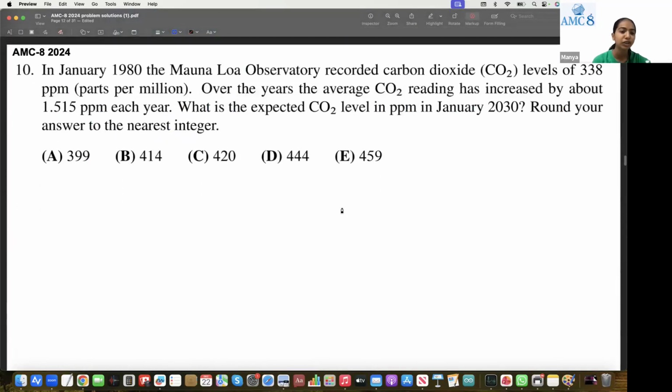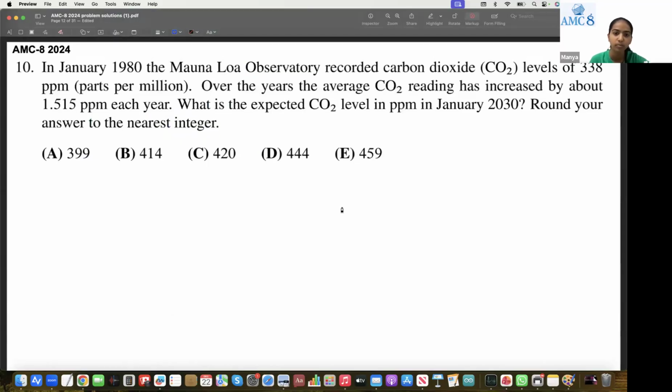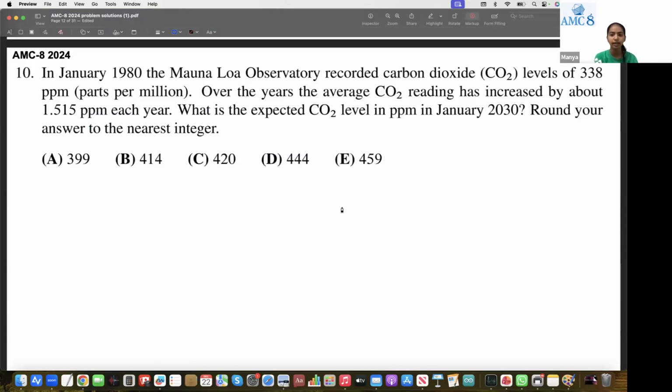Problem number 10. In January 1980, the Mauna Loa Observatory recorded carbon dioxide (CO2) levels of 338 ppm, parts per million. Over the years, the average carbon dioxide reading has increased by about 1.515 ppm each year. What is the expected CO2 level in parts per million in January 2030? Round your answer to the nearest integer.